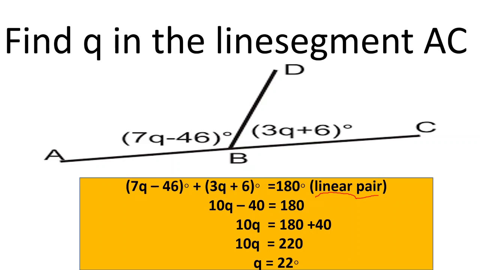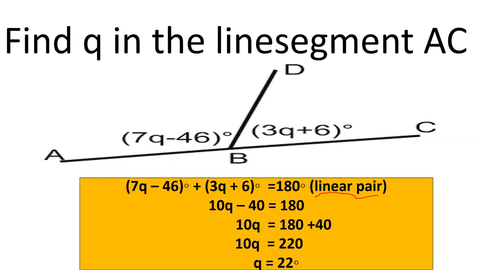7q plus 3q is equal to 10q, minus 46 plus 6 is equal to 40. Therefore 10q is equal to 180 plus 40, which is equal to 220. Therefore the value of q is 22 degrees. So this is how you apply the linear pair property. This you are able to observe.